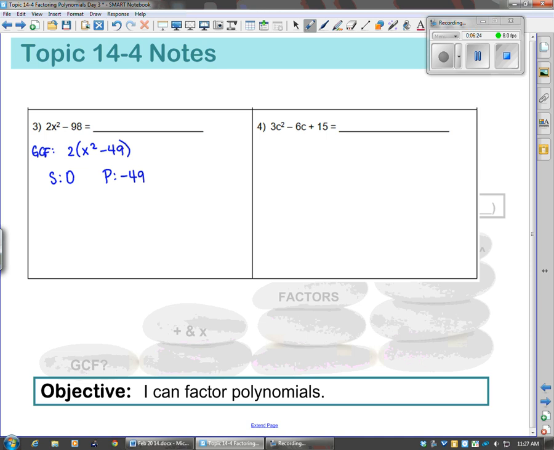The two numbers that add to 0 and multiply to -49: the only way they can add to 0 is if they're the same number, but with different signs. So it's 7 and -7. So my final answer, bring down that GCF, and then we have x plus 7 in one parentheses and x minus 7 in the other parentheses.